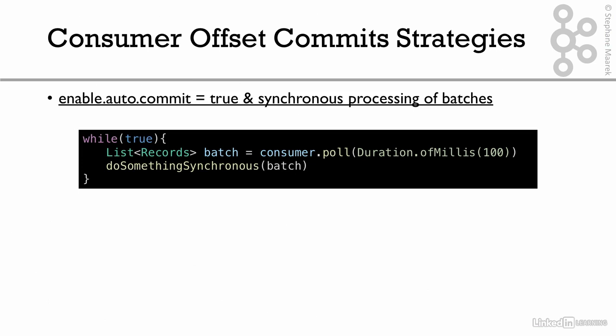This is in pseudocode what it looks like. We are going to loop and do .poll every 100 milliseconds, and we get a batch out of it, which is a list of records, basically. And then we'll do something synchronous with that batch. And do something synchronous, in our example, is to insert data into Elasticsearch, one at a time.